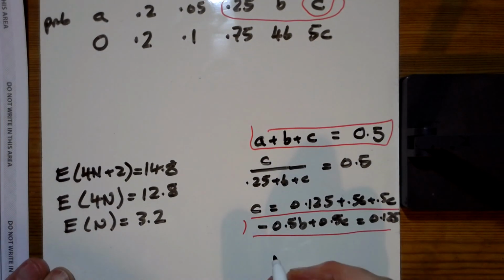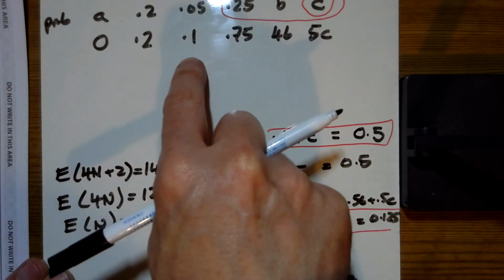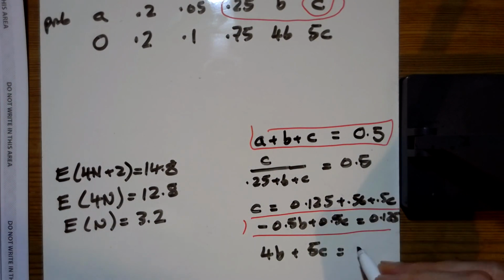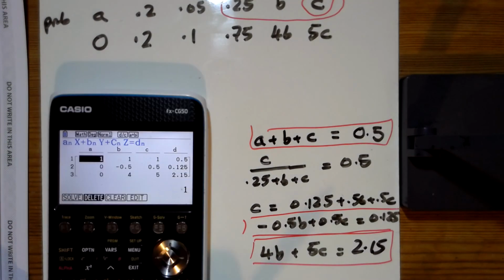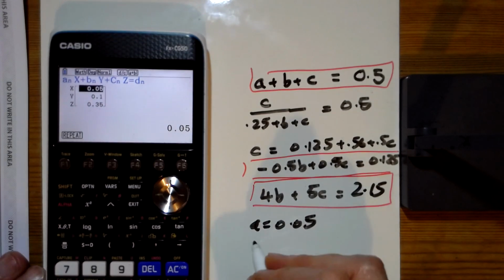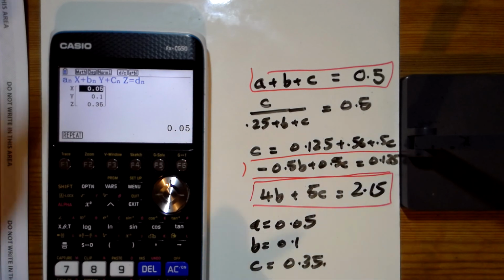So the formula we're going to get here is 4b plus 5c equals, well, if I take away those ones there, that gives 2.15, I think that. So I'll just tap that in the calculator to get that. Right, 3 bits of simultaneous equations. Do you need to see me do this? I'll push pause while I tap it in. There's all the data tapped in, and it gives me that A is equal to 0.05. It tells me B is equal to 0.1 and C is 0.35.